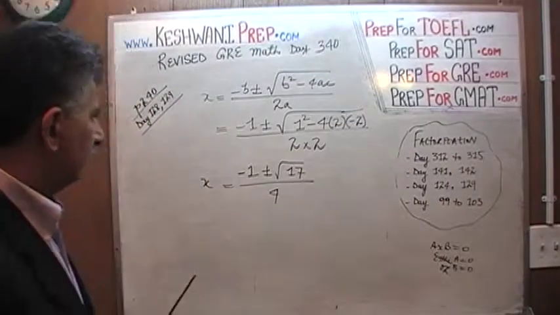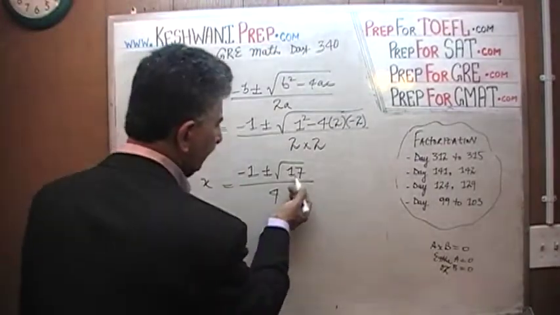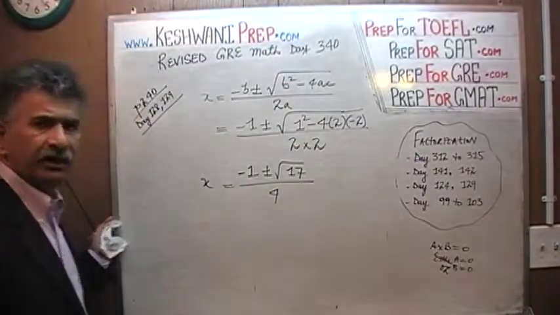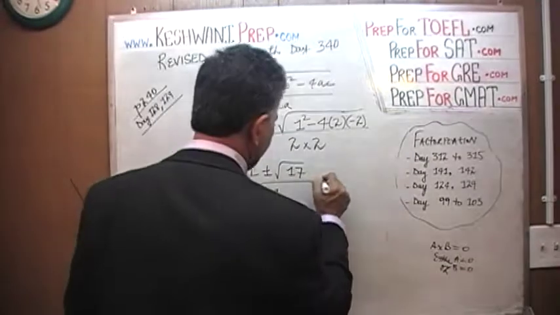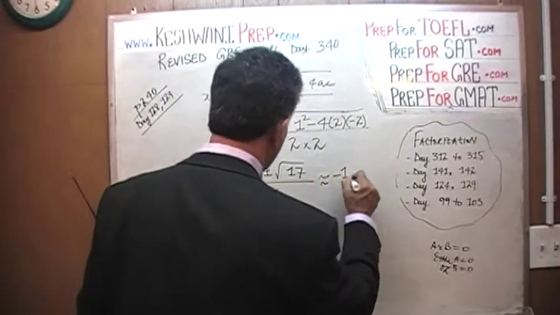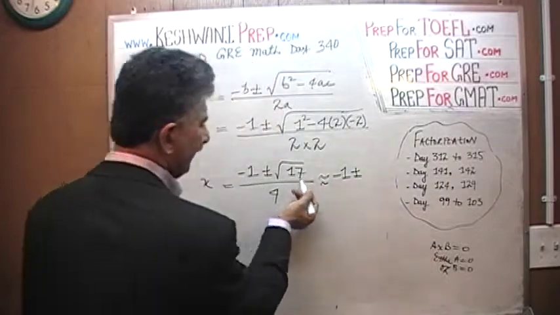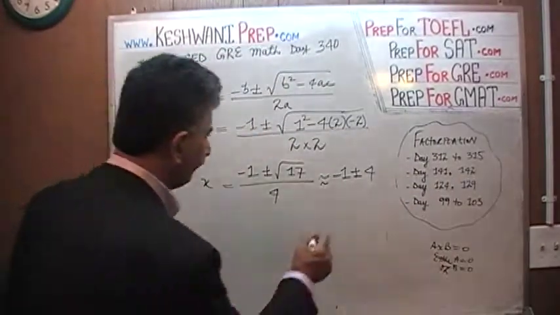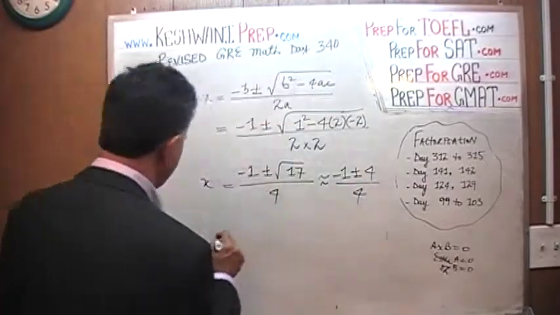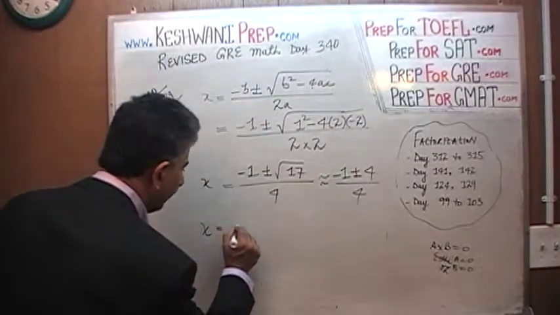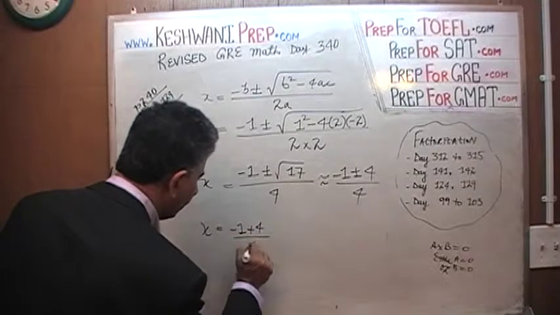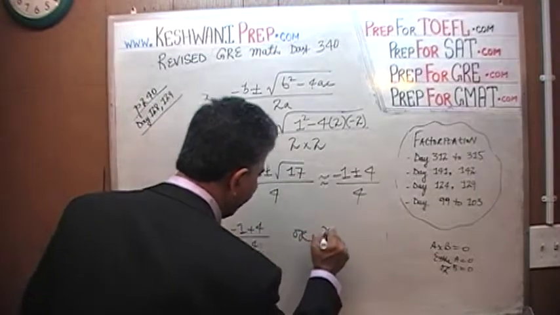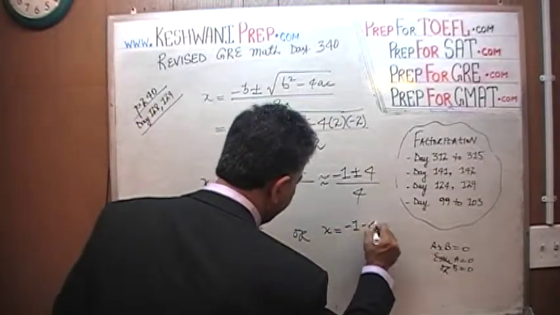Don't worry about it. So even though this says 17, we're going to pretend that it is 16. So this is approximately equal to negative 1 plus or minus the square root of 16. Had it been 16, the square root would have been 4, over 4. Which means x is equal to negative 1 plus 4 over 4, or x is equal to negative 1 minus 4 over 4.